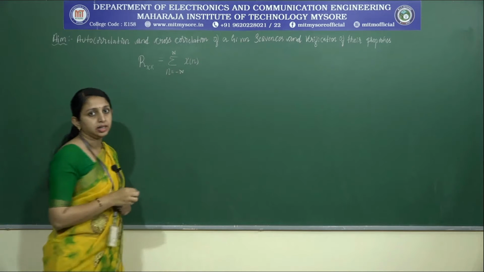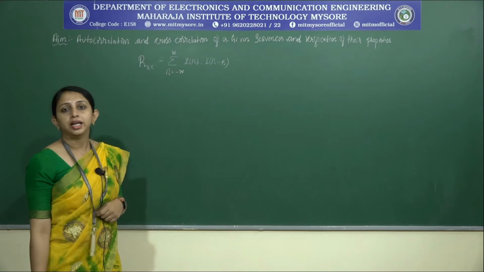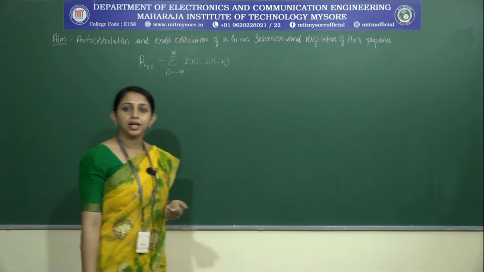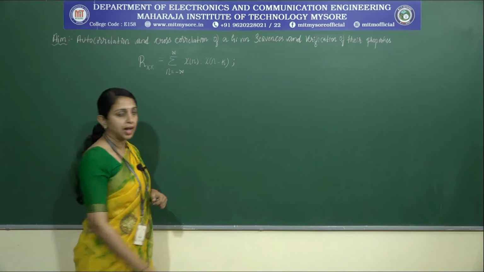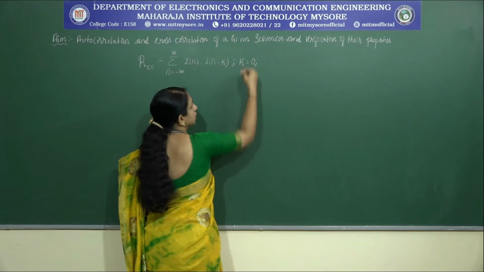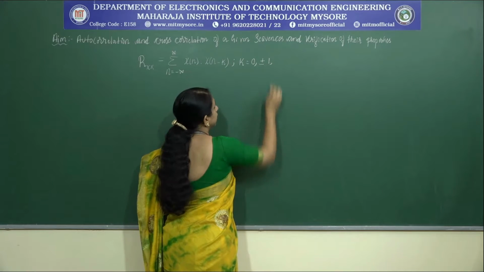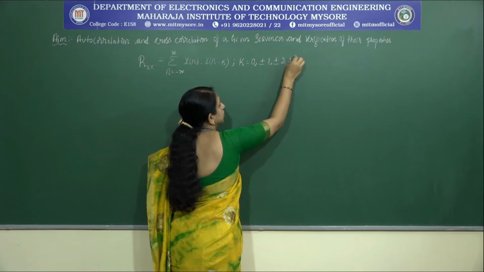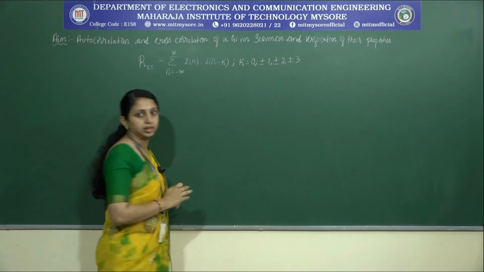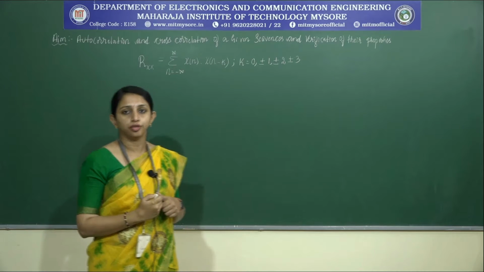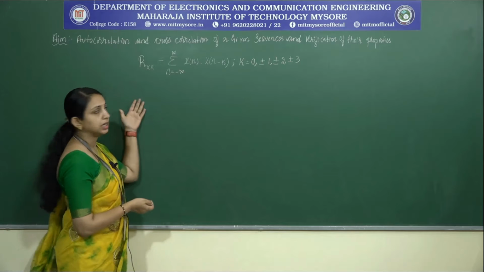x of n into x of n minus k, where k is a shift parameter which may take a positive or a negative value. So you can choose k as 0, plus or minus 1, plus or minus 2, or plus or minus 3. So these are the different values of k. Now by giving different values of k and by considering any sequence for x of n, let us solve this equation.